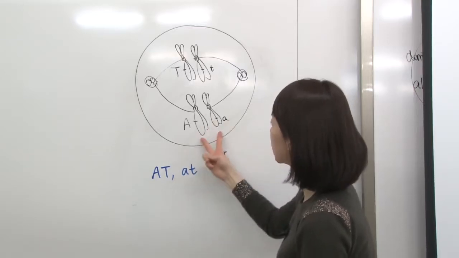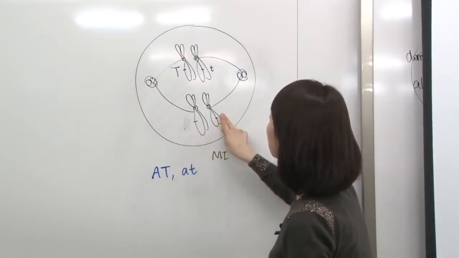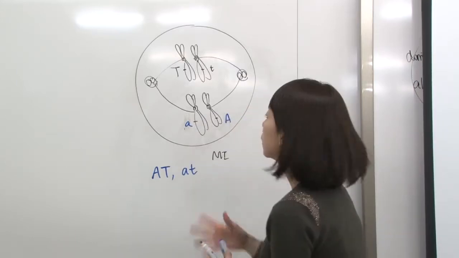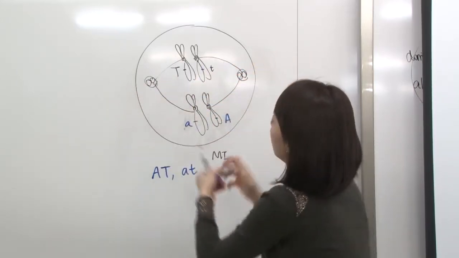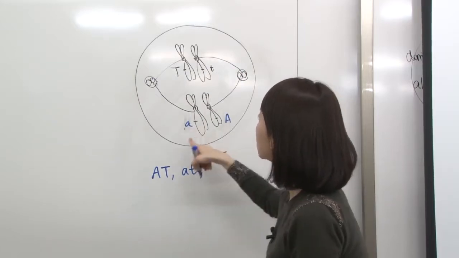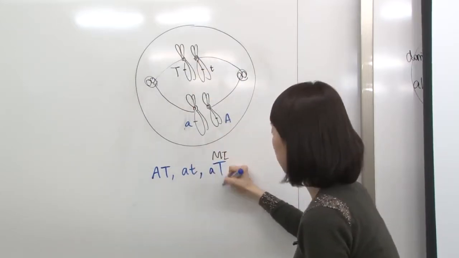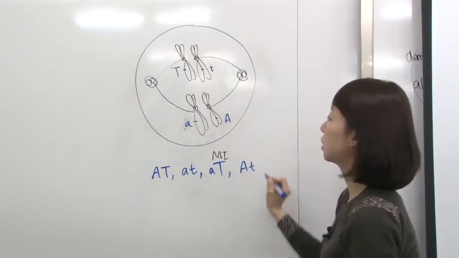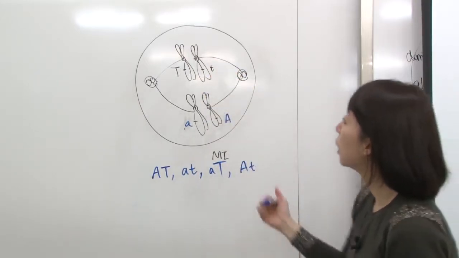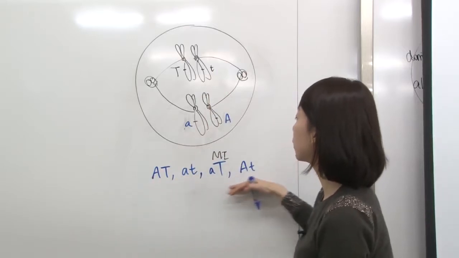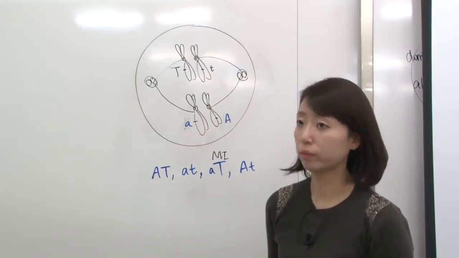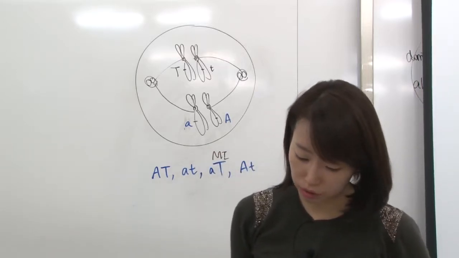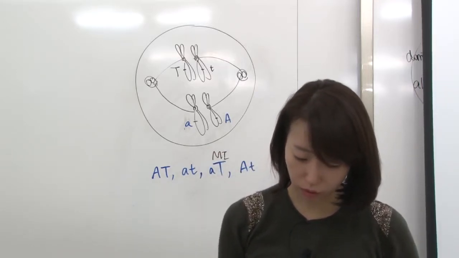So this can be this, or instead, this can be small a, large A, like this. Then, if these two get separated to the opposite ends, the gametes can be small a, large t, and this can be large A, small t. So, out of this, 4 different types of gametes can be produced. This is what this is talking about on page 118.